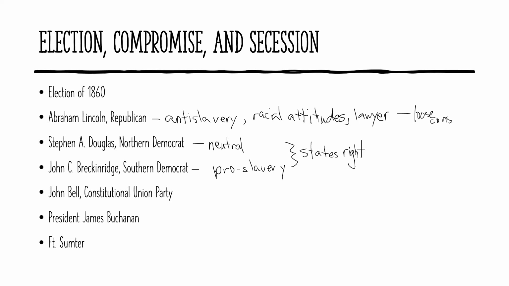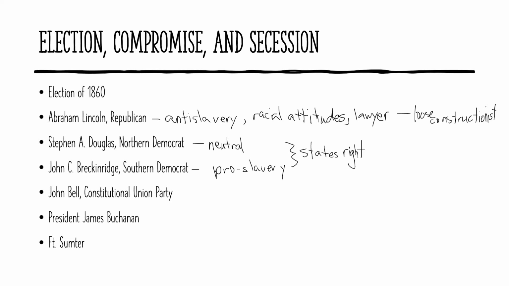John Bell, on the other hand, was viewed as a compromise candidate for moderates throughout the South. He was basically promoting compromise, promoting some way to find a middle path between all the sides. In the end, Abraham Lincoln and John C. Breckinridge were the major winners in the election.